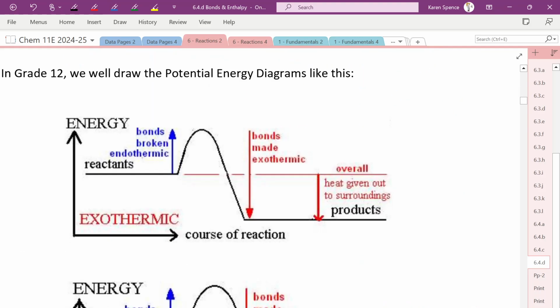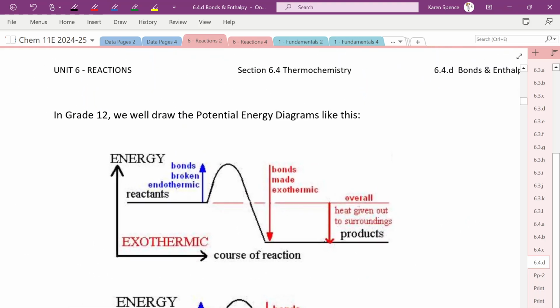Okay. And in grade 12, what we're going to do, yes, sorry. Can they equal each other? They can, but it's really rare. It doesn't really happen. It would be such a weird coincidence.